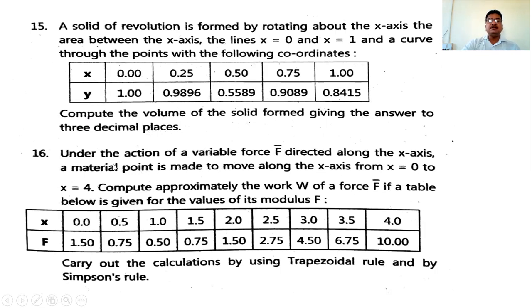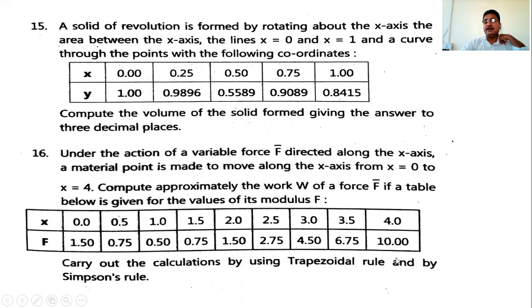And then the next problem is this. This is the force. The first row are the values of X, and the second row are the values of F, treat them as the values of Y. And then the question is: compute approximately the work done by the force F. So write the work W of a force F is equal to the integration from 0 to 4 of F dx or y dx, and then apply one of the rules.